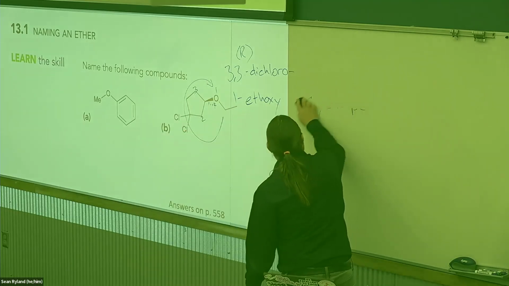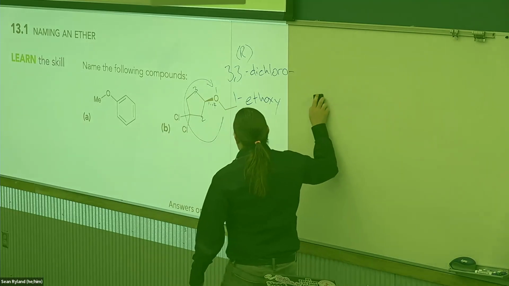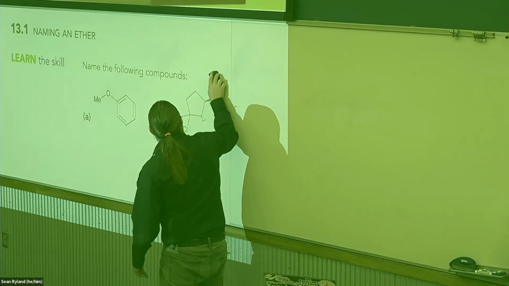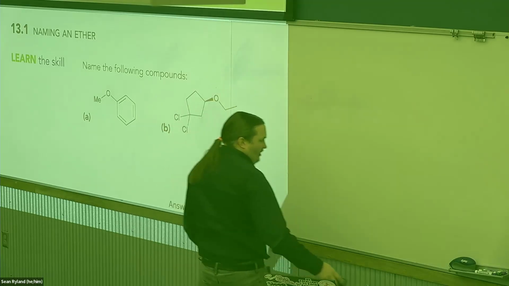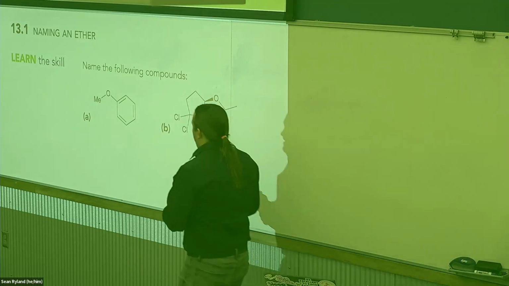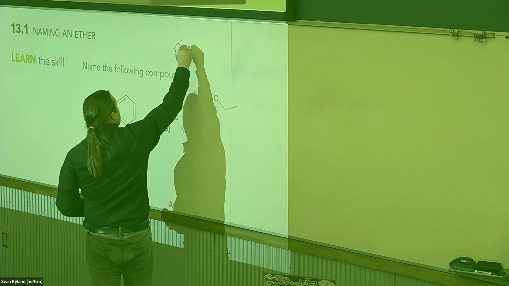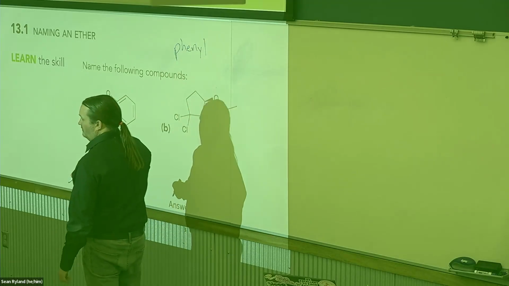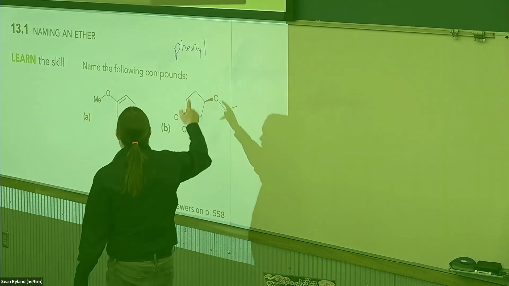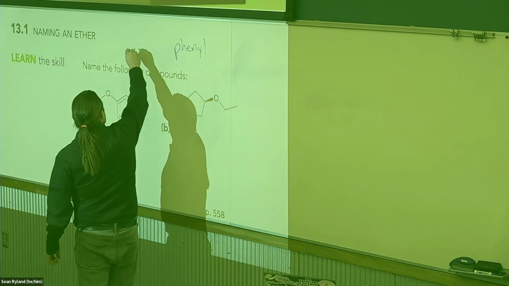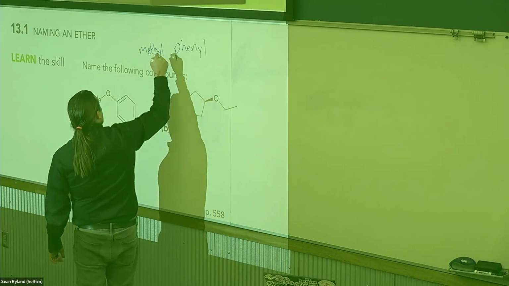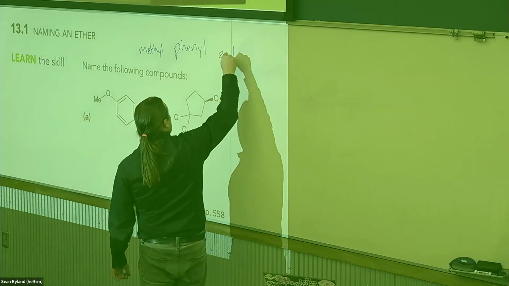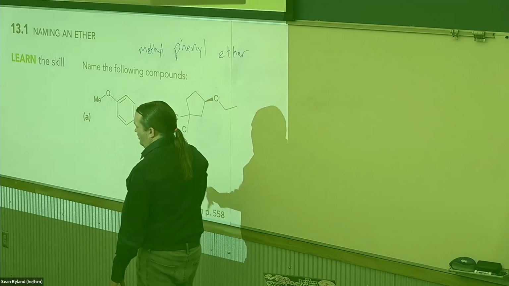When benzene is a branch, it's not benzyl. It gets its own branch name. So it would be phenyl. Not to be confused with phenol. Phenol is with an OH. Phenyl is a benzene ring, it's a branch. So we name it as separate words, not run together and not with dashes. Methyl phenyl ether would be the old way to name this.